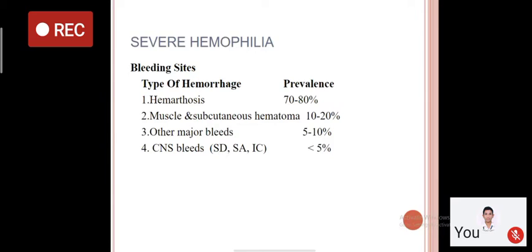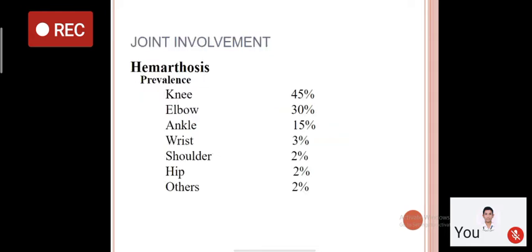Then bleeding sites. The most common site of bleeding is the joint. So hemarthrosis is the most common type of presentation, in which the knee joint or the larger weight-bearing joints like knee, ankle, or elbow, wrist, are the major joints involved in most of the patients. Then the second most common site is muscle or subcutaneous sites. Other major bleeds, including CNS bleeds, are quite less common. Only less than 5% of the patients present with deep bleeds.